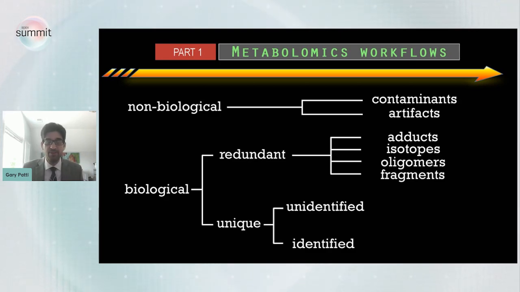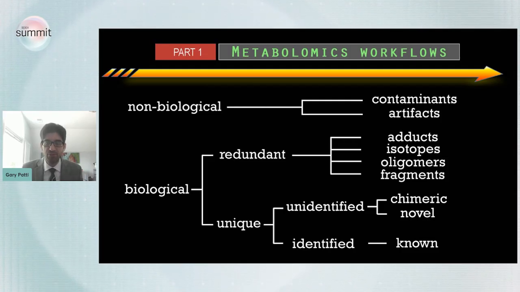The unique signals can either be those that are identified. These are going to be your TCA cycle metabolites, your glycolytic intermediates, your amino acids, your fatty acids, long-chain fatty acids, cholesterols, etc. And then we have those that are unidentified. These are going to fall in two different categories. Those that are unidentified because they are truly novel molecules. These are really exciting molecules that people have never reported before. They're not in the literature. They're not in the databases. They're not in the textbooks yet.